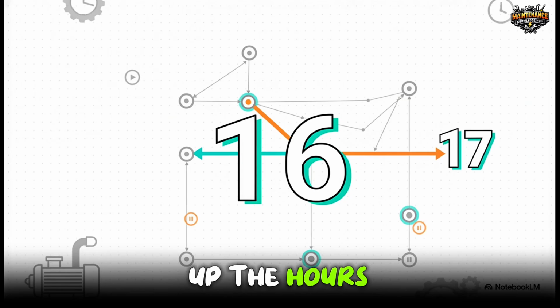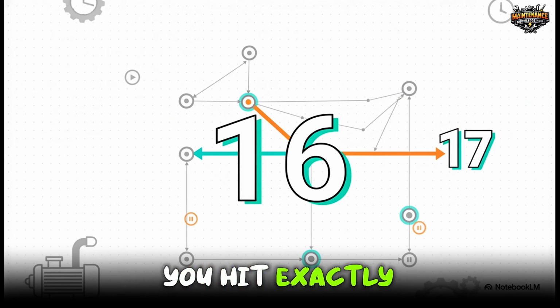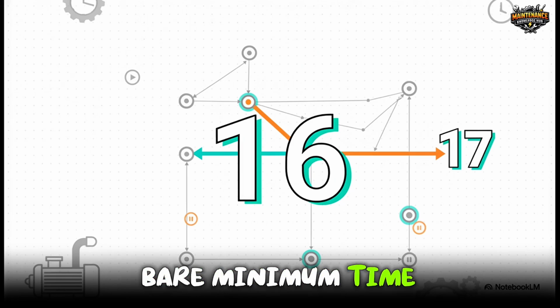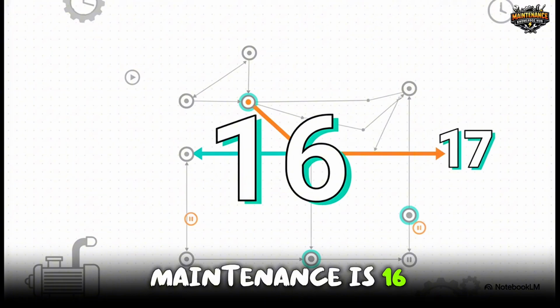If you tally up the hours for that specific 0 float sequence, you hit exactly 16. So, 16 hours is the total duration of the critical path. That means the absolute bare minimum time required to complete this pump maintenance is 16 hours.